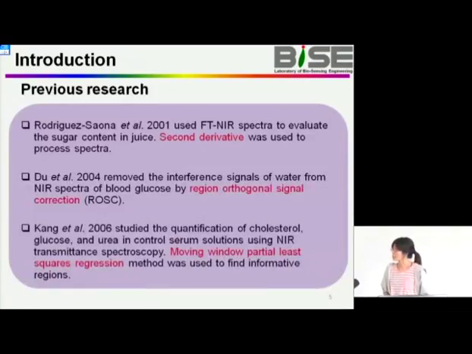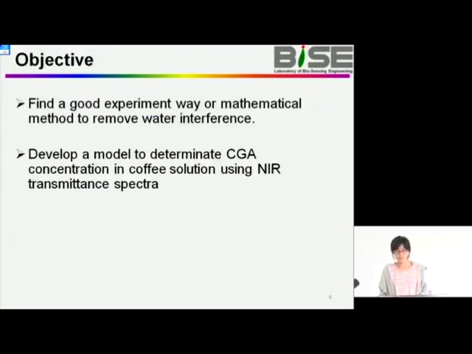In previous research, they usually used mathematical methods to remove the water interference. For example, the second derivative method was used to process spectra of juice, and the region signal correction method was used to remove the interference signal of water from NIR spectra of blood glucose. And the moving window partial least square regression method was used to find the informative spectra from the NIR spectra of serum solution. So the objective of my research is to find a good experimental way or mathematical method to remove the water interference, and also to develop a model to determine CGA concentration in coffee solution using NIR transmittance spectrum.